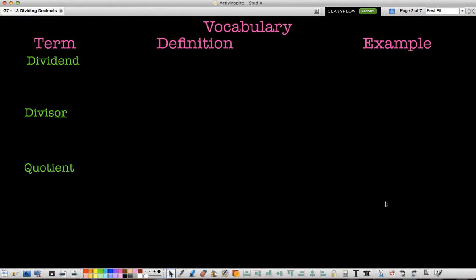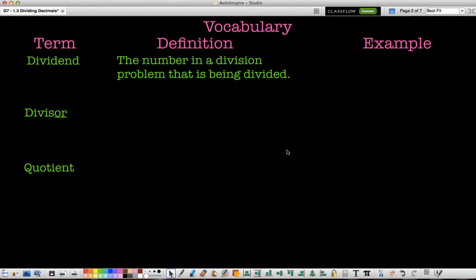So first off, we have vocabulary. It's important to know each part of a division problem and what they are, so that when I use these terms, you're not spending 10 minutes trying to figure out what on earth I'm talking about. So first we have the dividend. The dividend is the number in a division problem that is being divided.